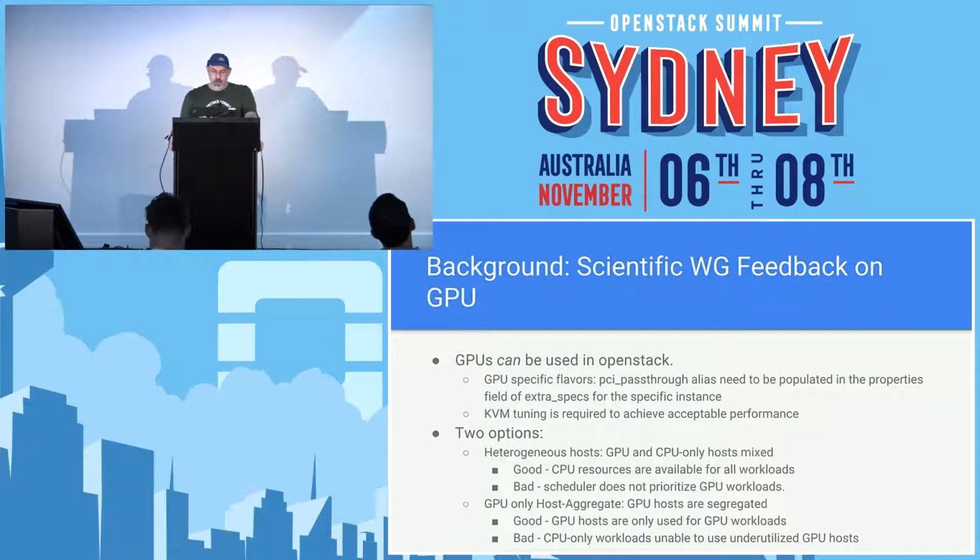And of course, there's two options. There's heterogeneous, where you have a mix of GPU and CPU. And the good part is, well, CPU resources are available for all the workloads. But on the bad side, the scheduler doesn't prioritize GPU workloads. And then you can go to an all GPU host aggregated model. And then you get all of the acceleration, but then the CPU-only workloads underutilize the GPU hosts.